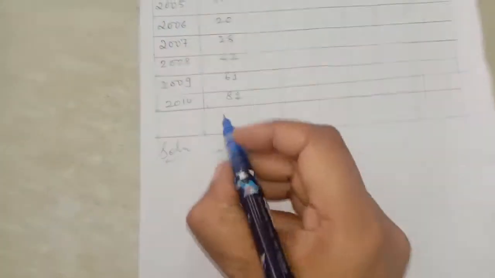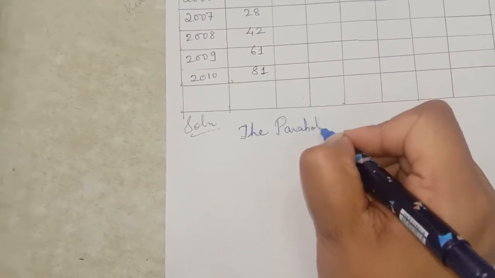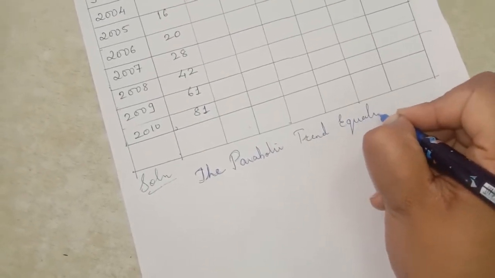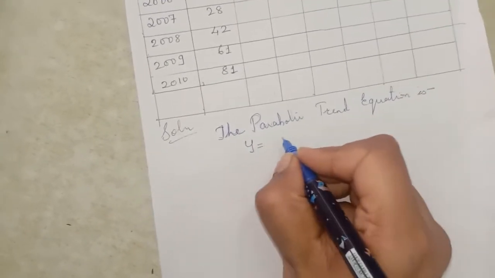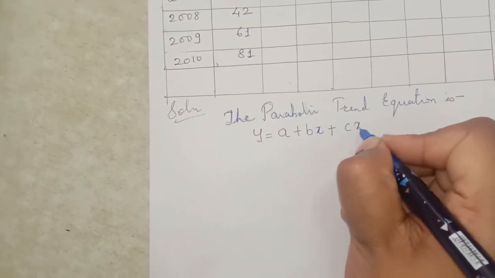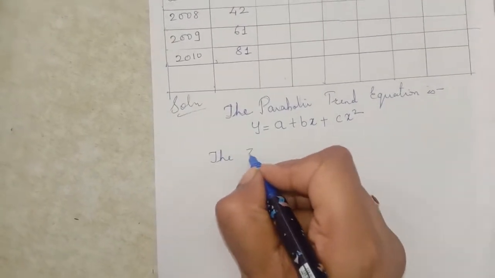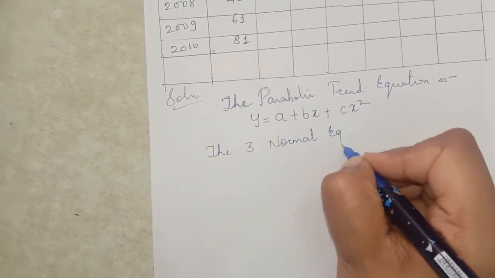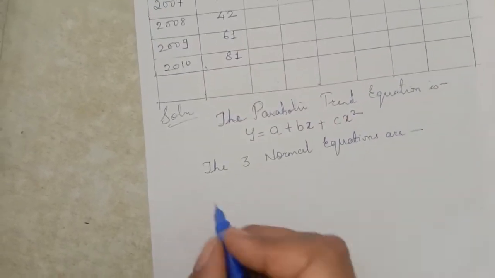You have to start with the main equation. The parabolic trend equation is, what is the parabolic trend equation? They have given it in the problem: y is equal to a plus bx plus cx square. After that, write the three normal equations. The three normal equations are, write them one by one.